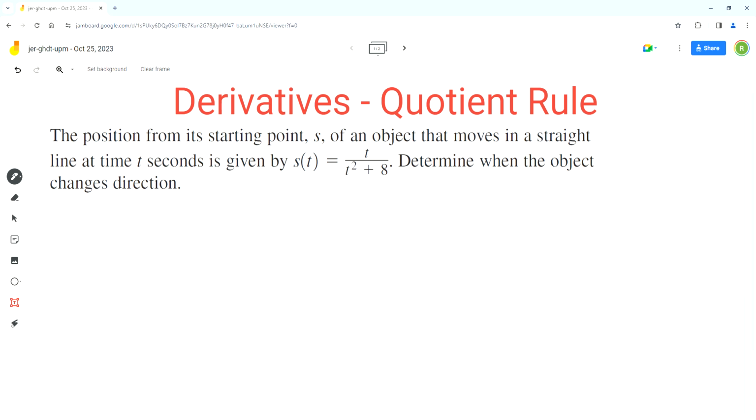So S prime of t, which is also equal to the velocity function. Now we'll use the quotient rule. We start with the derivative of the numerator, which is 1, times the denominator, then minus the numerator, which is t, times the derivative of the denominator, which is 2t plus 0, over the square of the denominator.